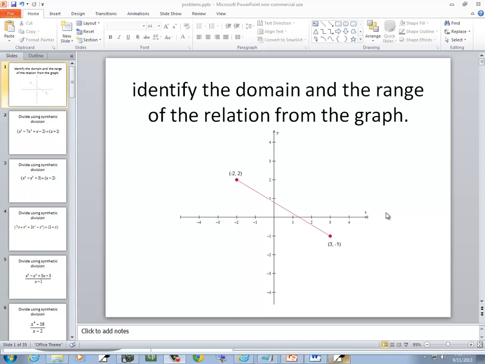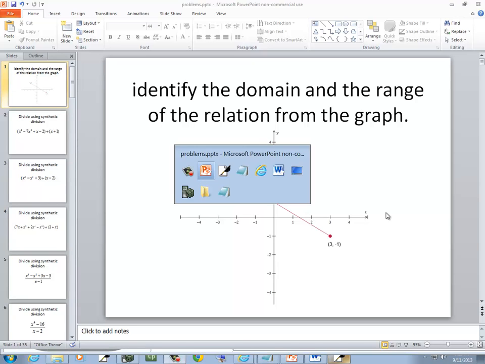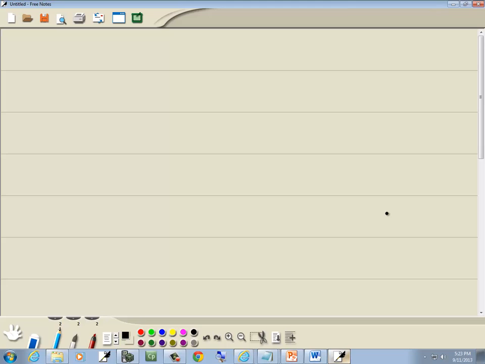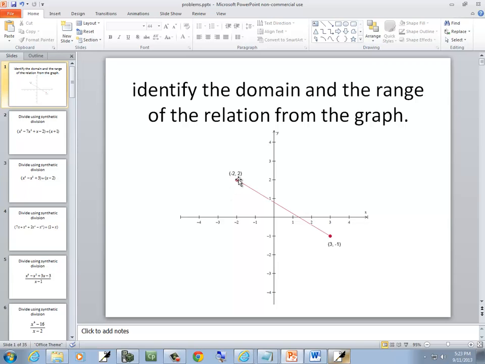In this problem we want to identify the domain and range of the relation from the graph. Now our domain, remember, is the x values where the graph exists. So let's go back and look at our graph. This closed dot here means it stops, it doesn't keep going forever.